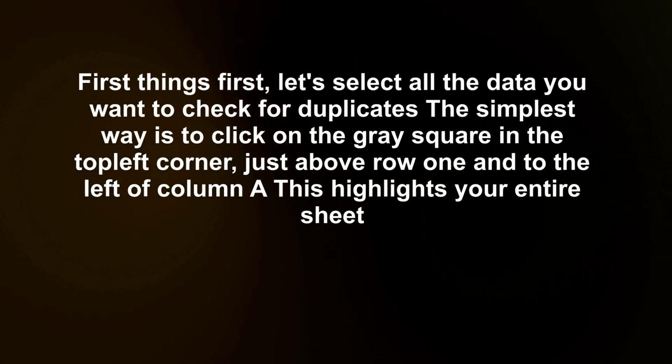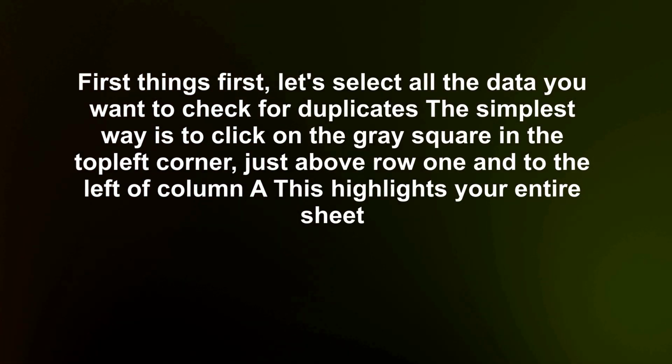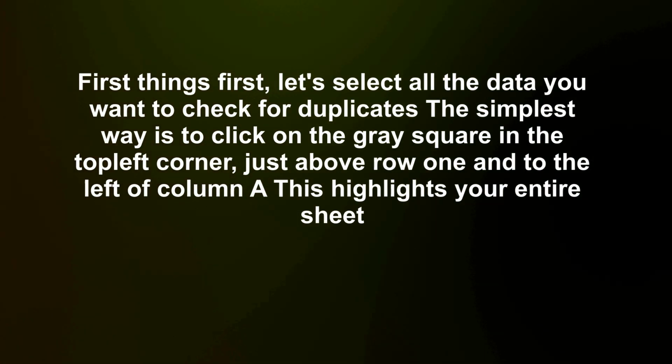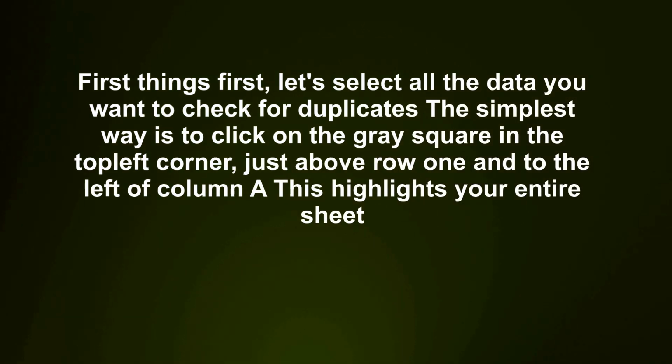The simplest way is to click on the gray square in the top left corner, just above row 1 and to the left of column A. This highlights your entire sheet.